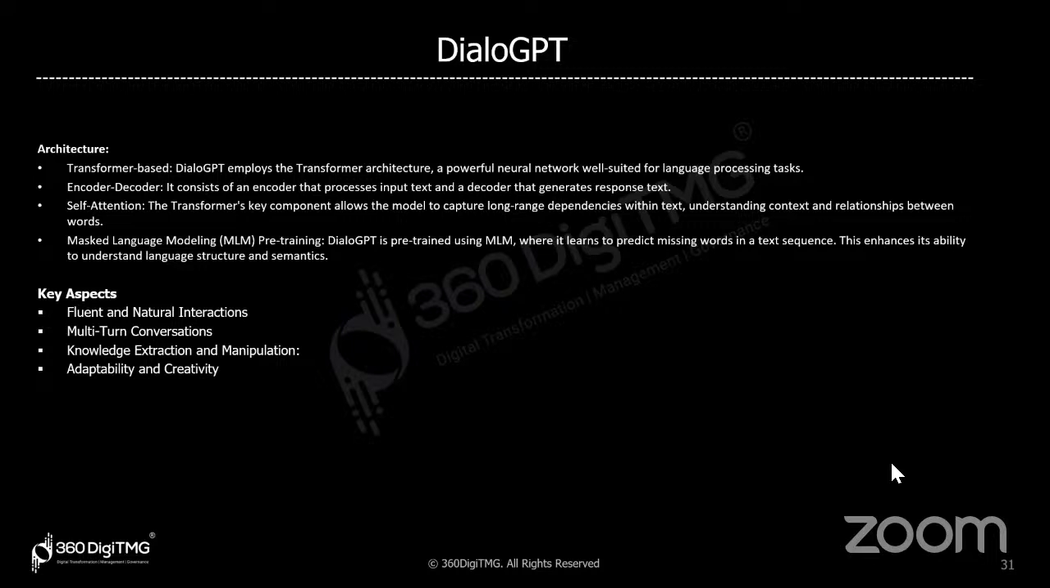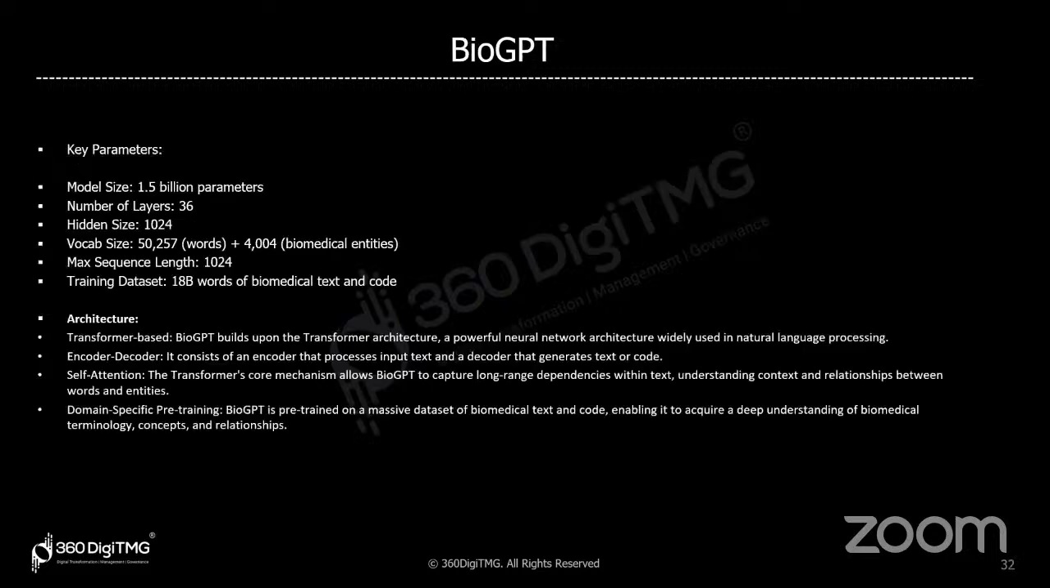Okay, so DialoGPT is pre-trained using MLM, which we have seen in the previous lecture. Yes, where we have used MLM, masked language modeling, where it learns to predict the missing words in the text sequence. This enhances its ability to understand language structure and semantics. Okay, so these are some of the key aspects, that is fluent and natural interaction, multi-turn conversation, and so on and so forth.